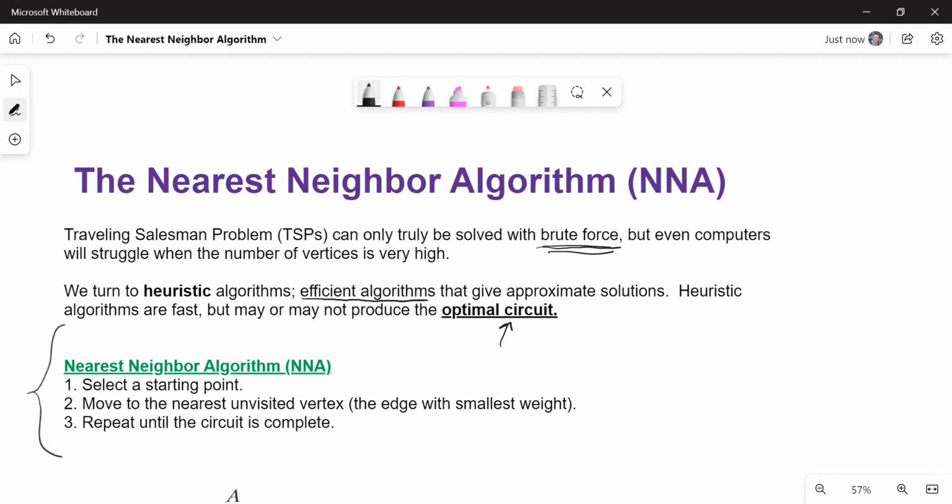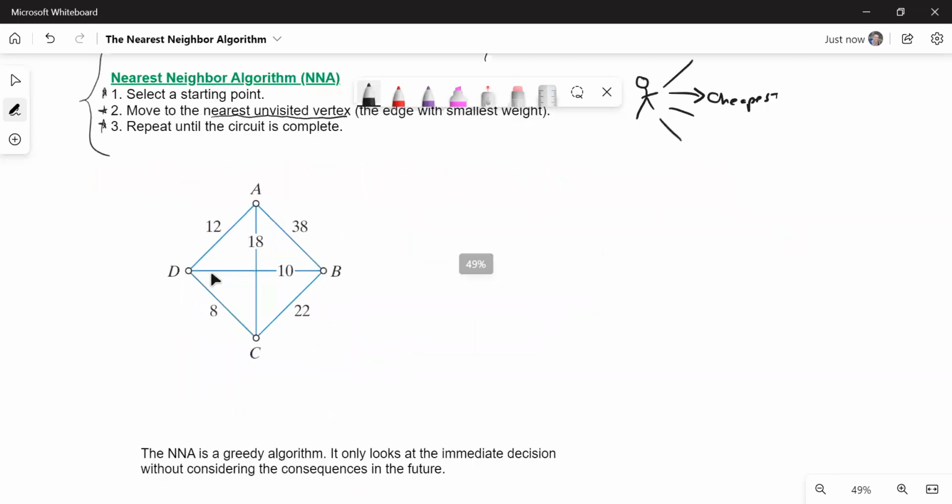Here's what we're going to do. Just choose a starting point. Then move to the nearest unvisited vertex. From wherever you're standing, what's the cheapest route? Of all the routes that you could leave from there, you're going to go down the path that is the cheapest. Now, you're going to continue doing that process. Repeat until the circuit is complete. Remember, you're always visiting unvisited vertices. You're not going to go back to a place you've already visited until you're ready to go back home. That's a key. Let's take a look at our first graph.